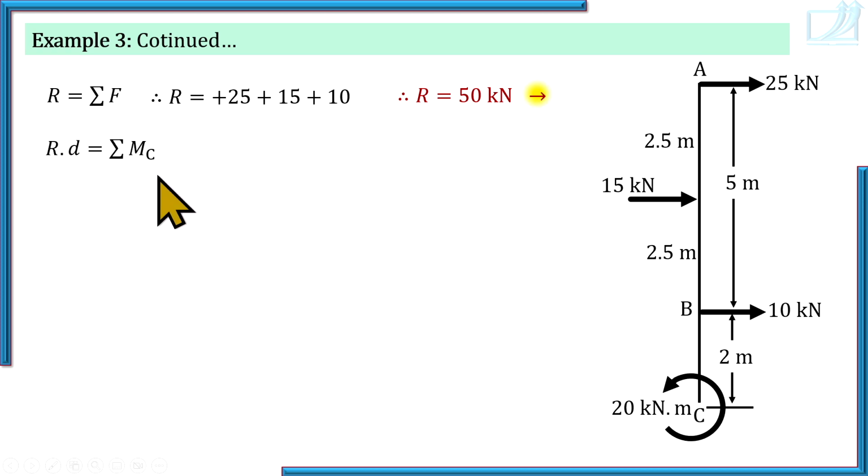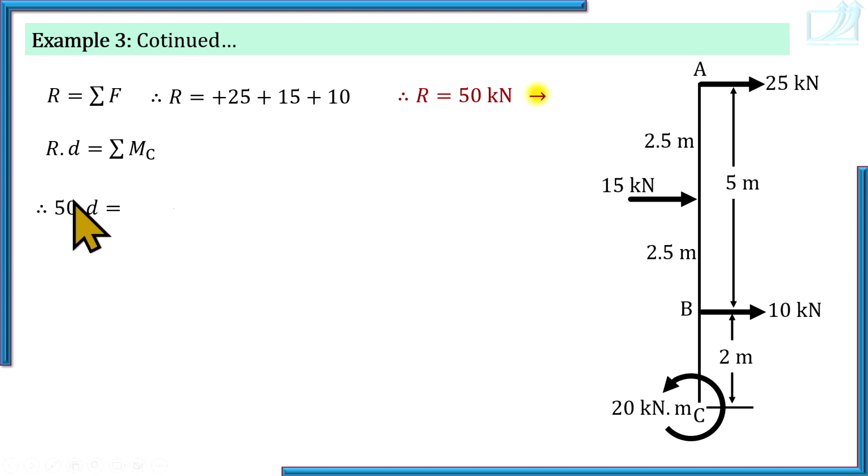Now R into D is equal to sigma M, sum of moments. Any point you can choose as moment center. So you can choose A or B or C. I've chosen point C as moment center. Remember, now you will get distance D from point C. D is the perpendicular distance of the resultant from point C. Resultant is horizontal, that means this distance D in this problem is the vertical distance from point C.